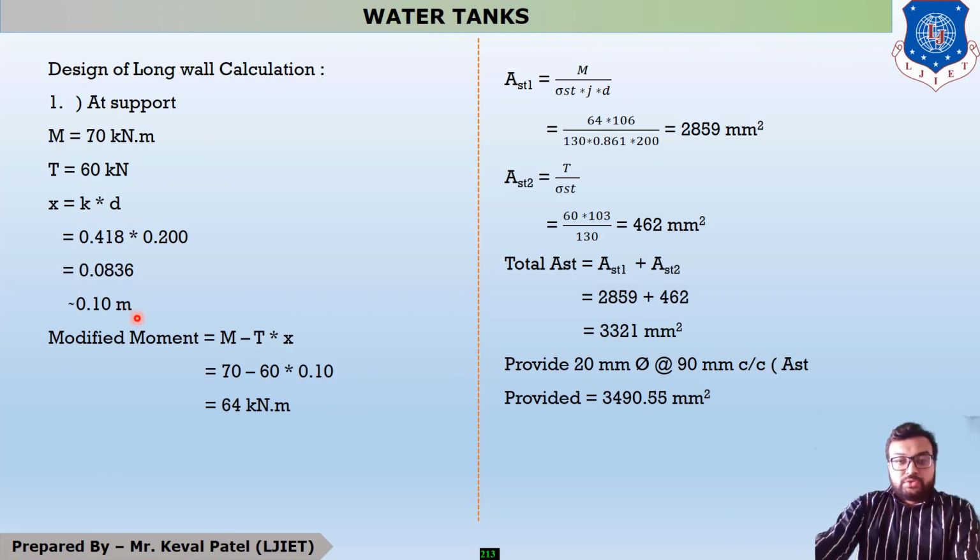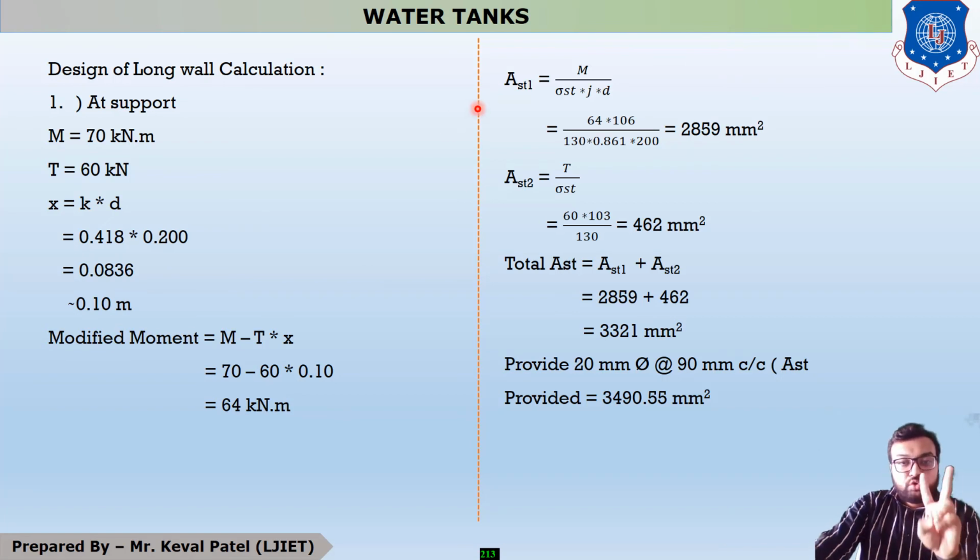Okay. So students, now we are moving further to our modified moment equation. The equation of modified moment is M minus T into X. Now, what is the value of M? The value of M is 70. The value of T is 60. And the value of X is equal to 0.10. So you will get your answer 64 kilonewton into meter.